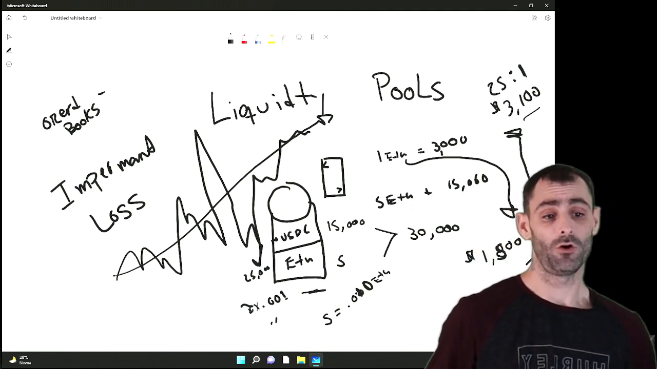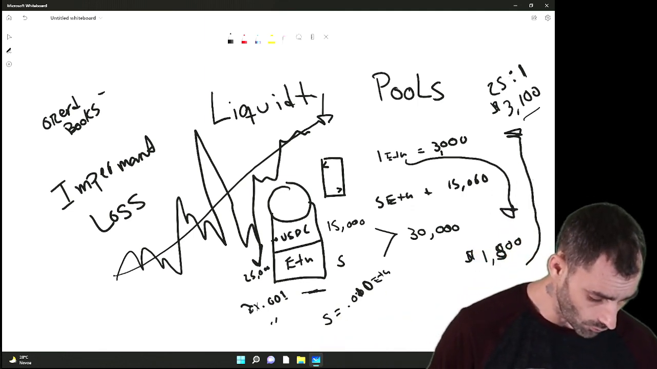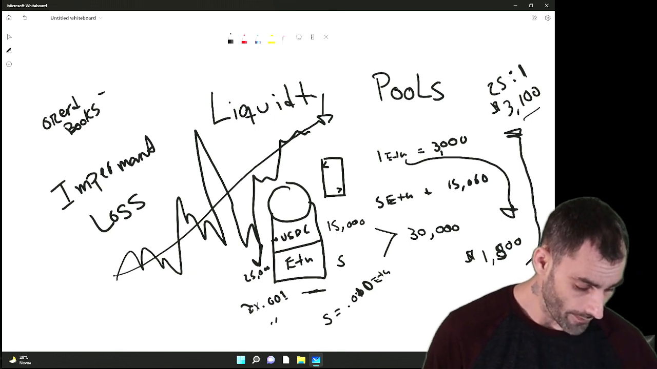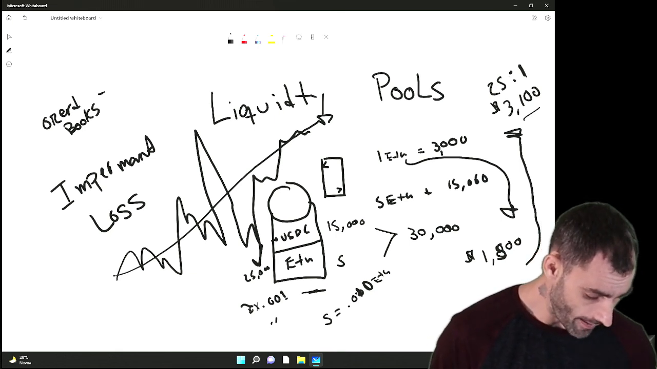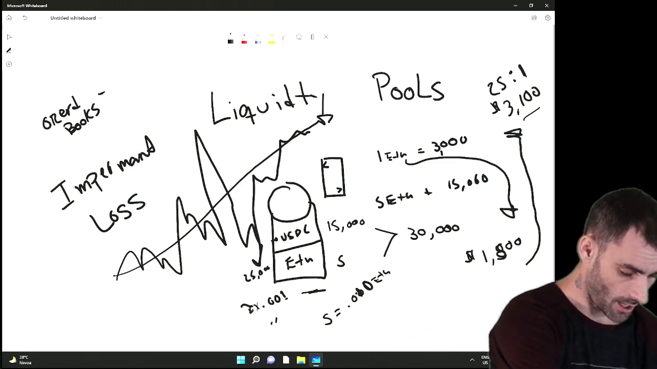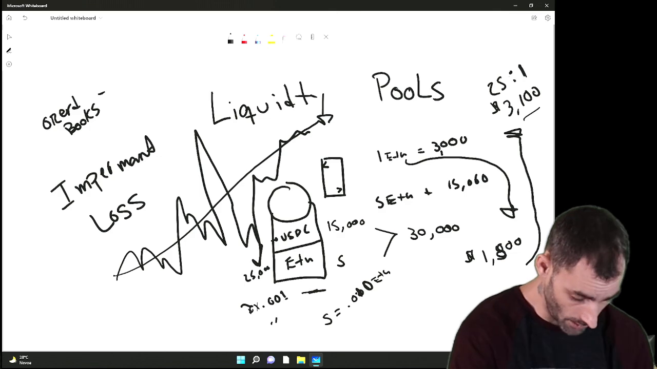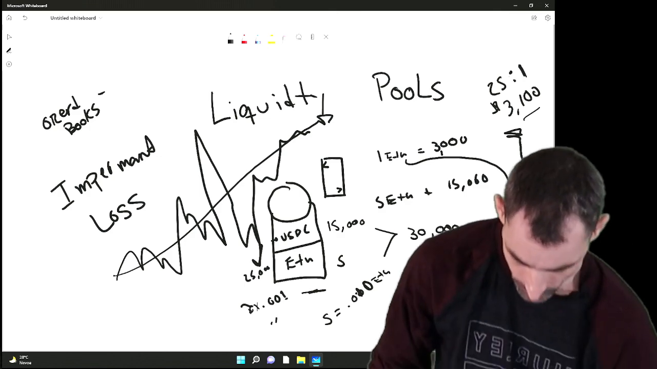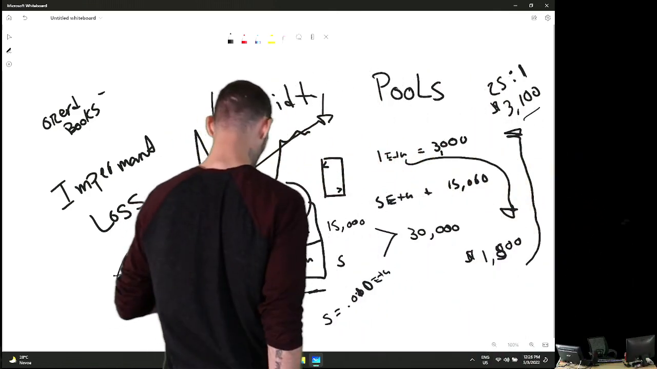All right, so that is an overview of liquidity pools, what they are and how they function, and that is part of the information that you really need in order to be able to actually understand our full ecosystem. So now I've got a couple more concepts I'm going to need to talk to you about.